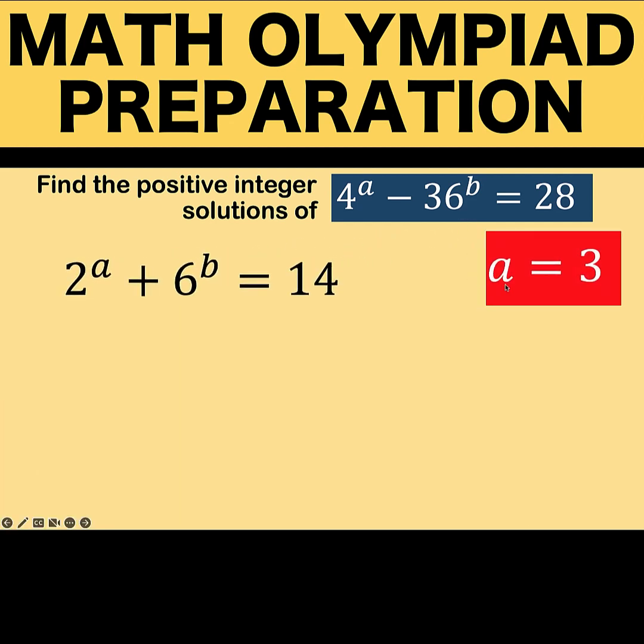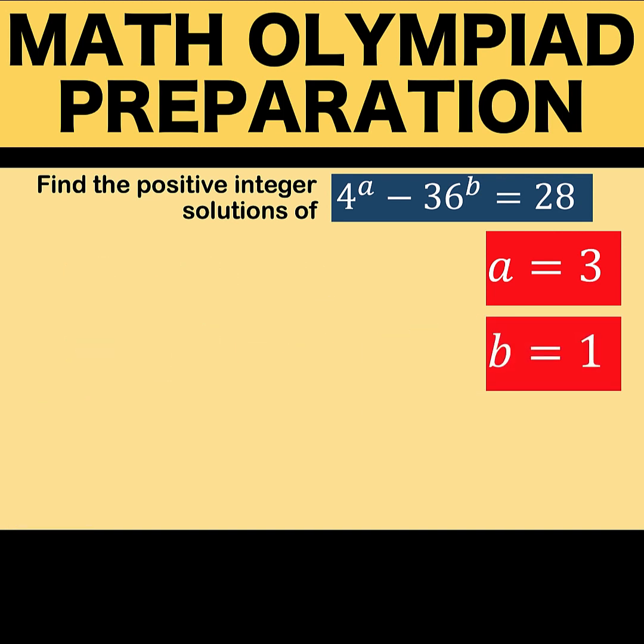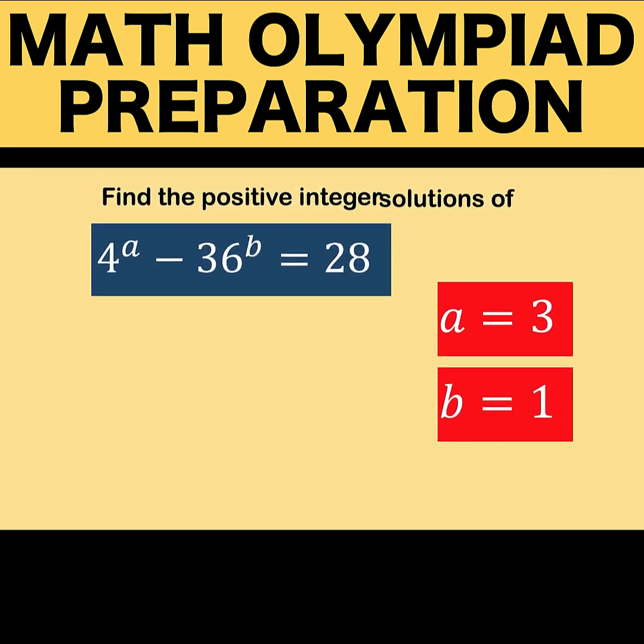Then substituting this result, a equals 3, to one of the equations we solved simultaneously a while ago, we now have 2 raised to the 3, copy all the rest, but 2 raised to the third is 8, and 14 minus 8 is 6. So we now have 6 raised to b equals 6, and finally, b is equal to 1. So the value of b now is equal to 1, and let's check if our answer is correct.